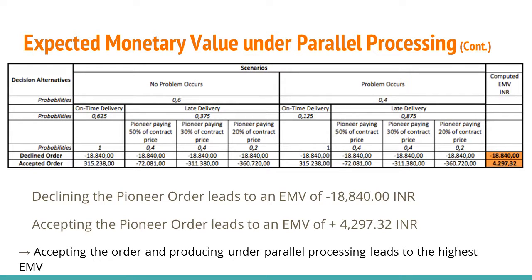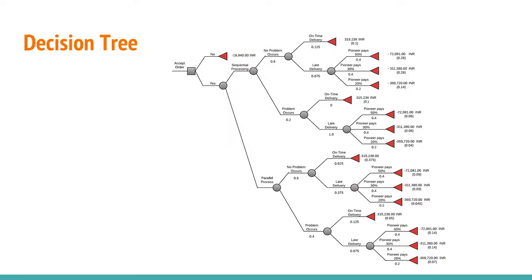Using parallel processing, the expected monetary value is much better compared with the expected monetary value under sequential processing. Declining the Pioneer order in parallel processing leads to an EMV of negative 18,840 rupees. Accepting the Pioneer order, however, leads to an expected monetary value of 4,297.32 Indian rupees. On that basis, we realize that accepting the order and producing under parallel processing leads to the highest expected monetary value.